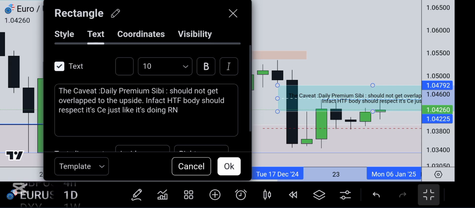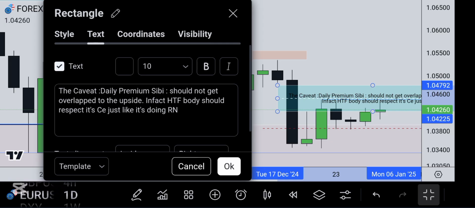So this is the caveat. Are we going to go up in price or are we going to fall lower? The daily premium CB, sell side imbalance, buy side inefficiency, should not get overlapped to the upside. That's the caveat. That's the condition for this to send price lower and for us to see a sell side delivery going into 2025. This should not be overlapped by the higher time frame. It should not be overlapped to the upside.